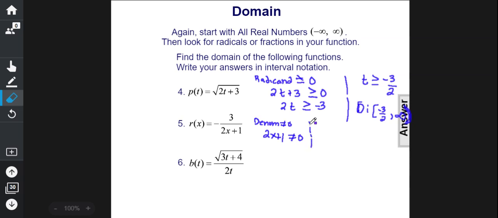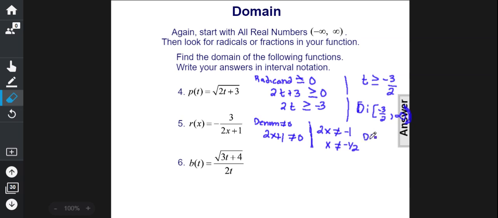So let me make some more space. I'm first going to subtract 1 from both sides. So I'll get 2x is not equal to negative 1. And then I divide both sides by 2. So I'll get x is not equal to negative 1 half. So I know that x cannot be equal to negative 1 half. So I'm going to have to try to avoid it.